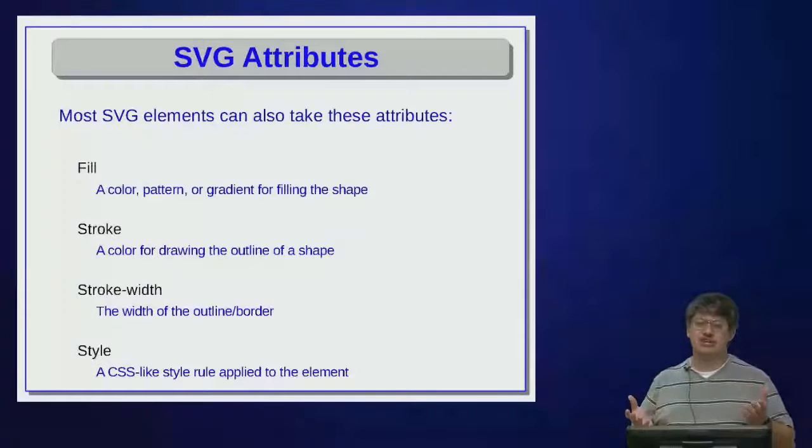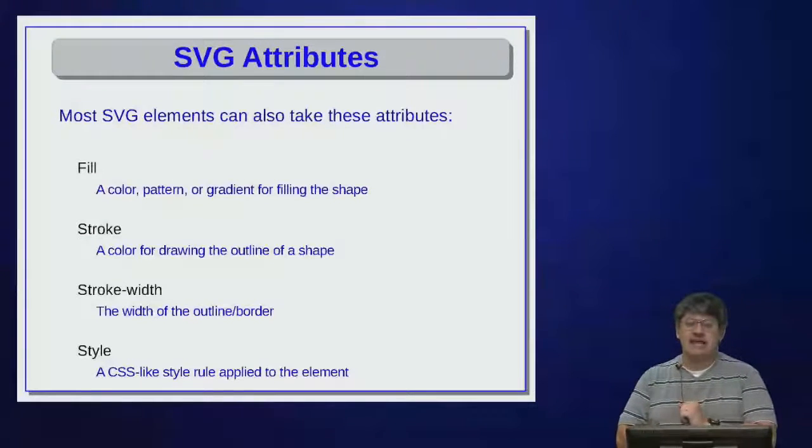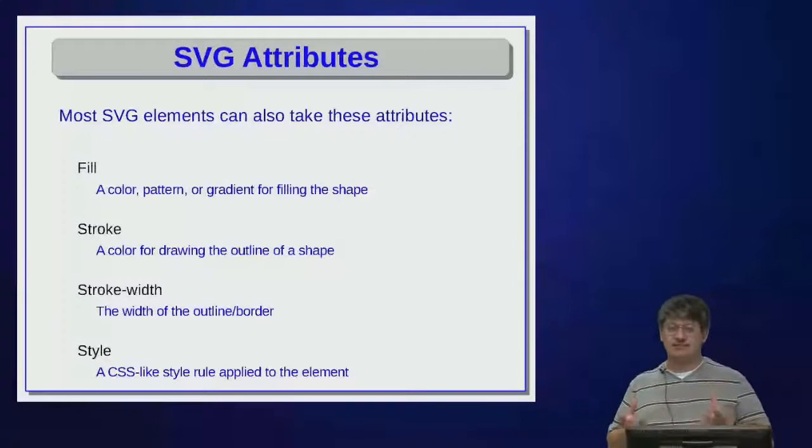Almost every SVG element, any basic shape, will take these four attributes. It can take a fill color. Actually, it can be a fill color, or it can be a pattern or a gradient that we fill with. We'll talk more about paint in the next lecture. It can take a stroke color. That's a color for the border around the outside of the element. It can take a stroke width, which is the thickness of that border. And finally, it can also take a style attribute, which gives us even more flexible styling of the element.